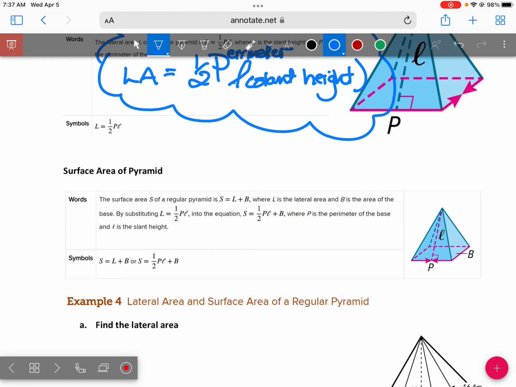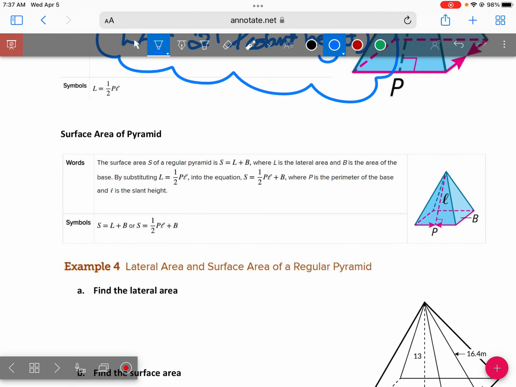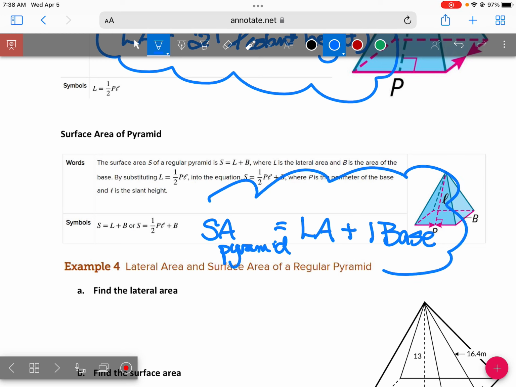So then the surface area of a pyramid is equal to the lateral area plus your one base. Surface area of a pyramid is your lateral area, which we just talked about, plus the one base.